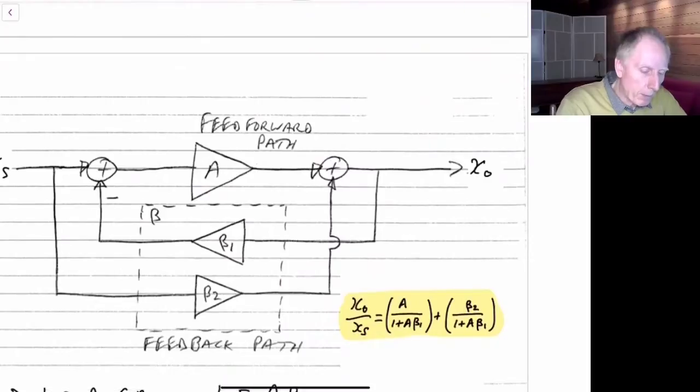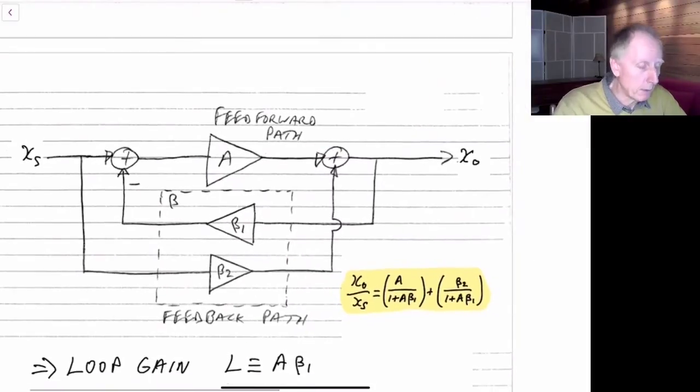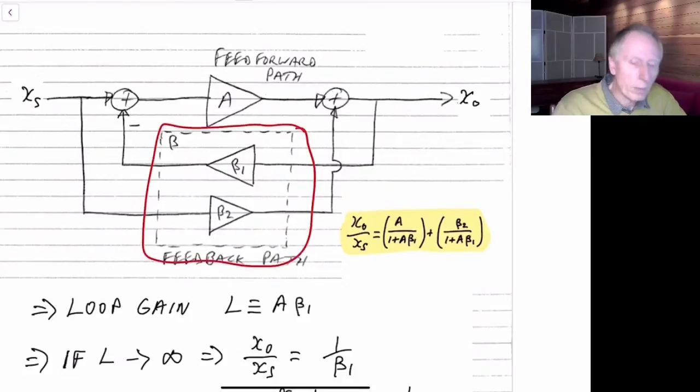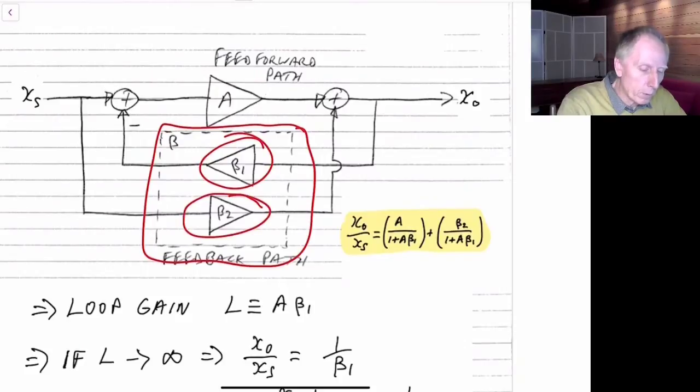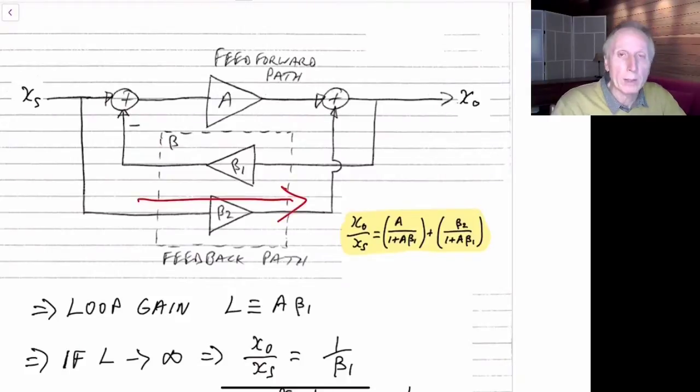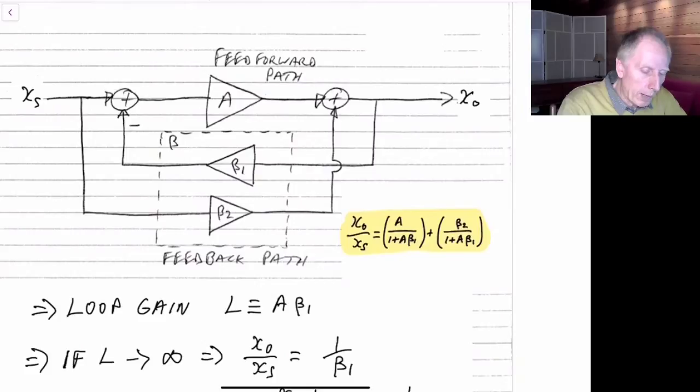A much better model is the system shown here, where we've broken up beta into two parts: beta 1, the feedback part, and also a feedforward part to account for the signal going from the input side into the beta network, while the feedback part goes in this direction through the beta network. So we now have beta 1 and beta 2.